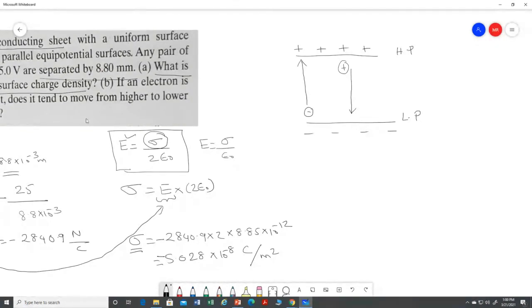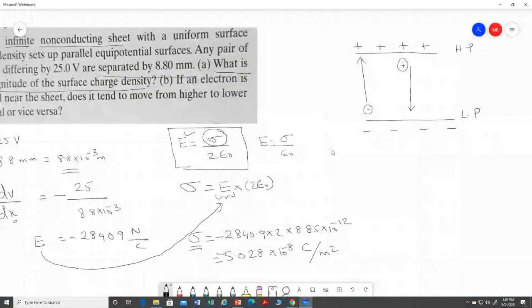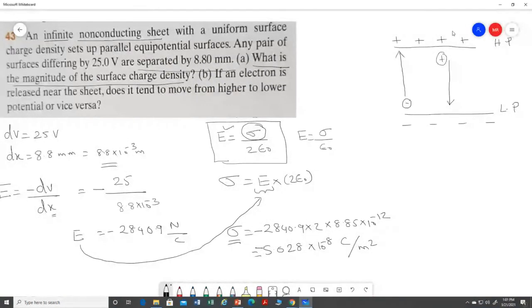Now, could you please tell me the answer? Here, according to the question, they mentioned the electron. If you put the electron from one plate, where will it be moving? Lower to higher or higher to lower? Just tell me the answer. Lower to higher. That will be the answer for the B. Clear? Clear, my dear? Lower potential to higher potential. Understand?